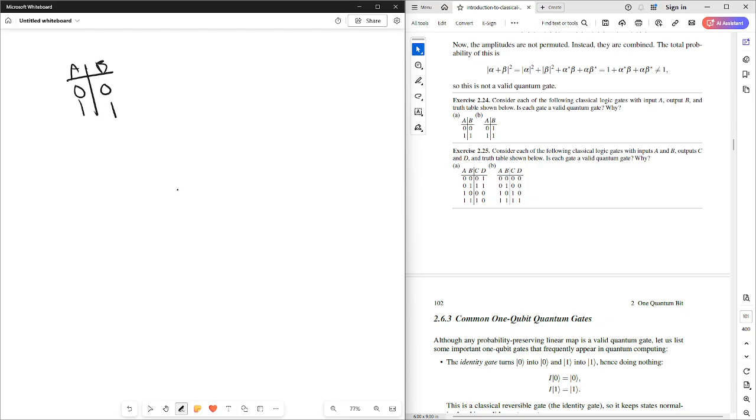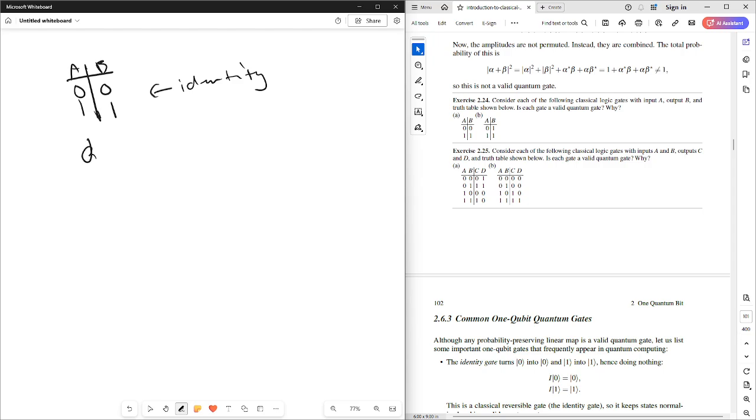This should look familiar to you guys. It is just an identity, right? So it just spits out the same thing. Is it reversible? Yes. So therefore, it is also a valid quantum gate. It doesn't change the amplitudes at all.